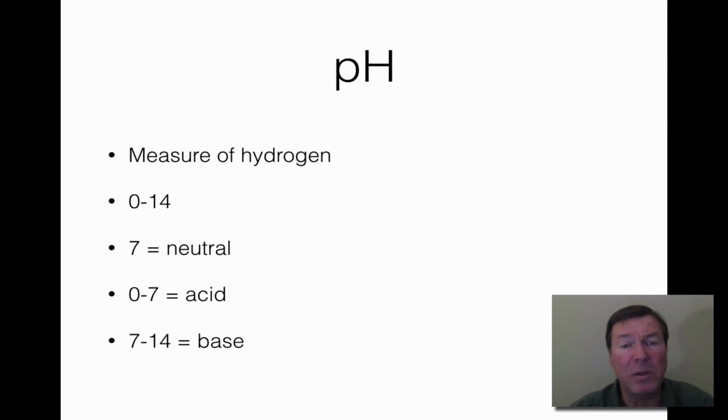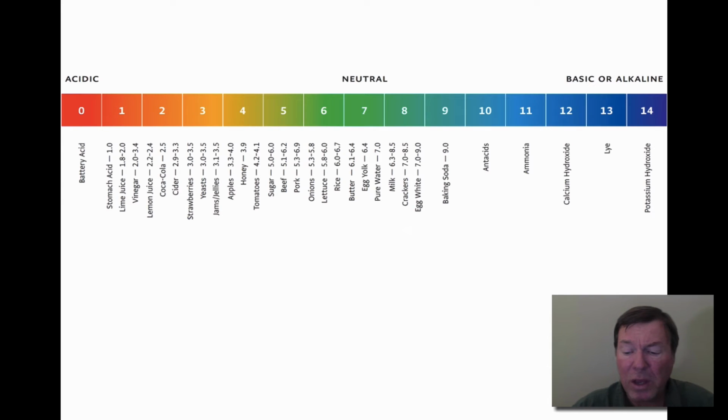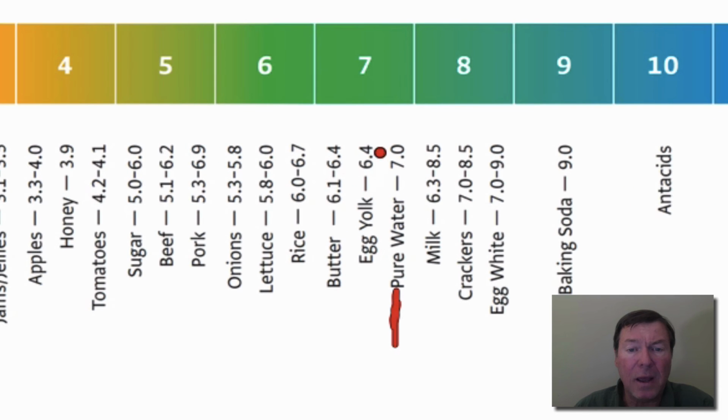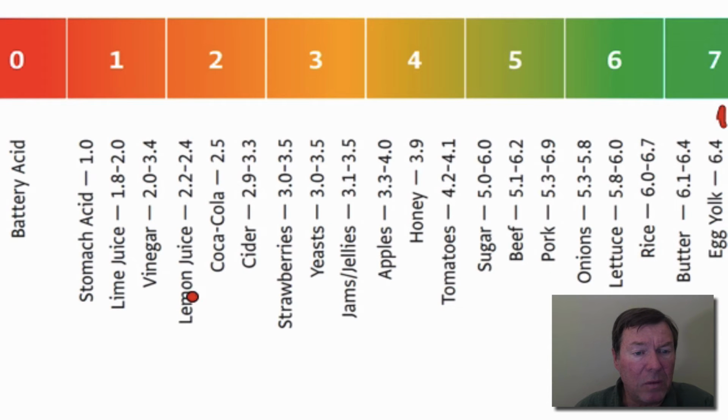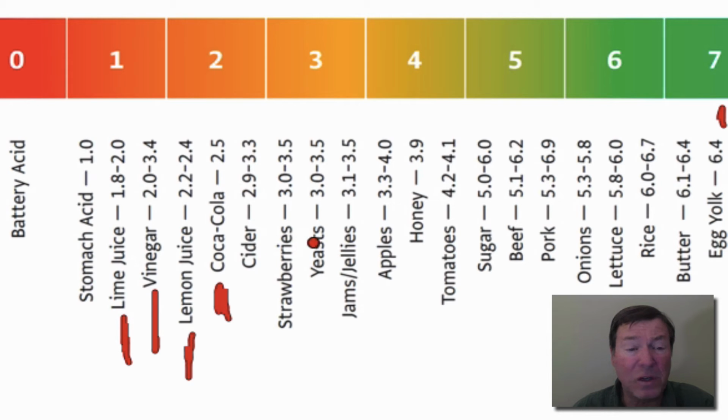A couple examples that I can show you. If we look at food, this is mostly food. You can see where pure water is at 7.0. Lemon juice is down here at the 2.3 range. Vinegar, depending on the kind of vinegar, anywhere from 2.0 to 3.4. Lime juice, I didn't realize, was actually stronger than lemon juice. Coca-Cola at 2.5. It's a fairly strong acid.